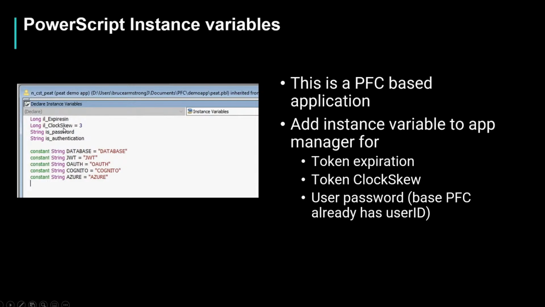The other thing here is what's called a clock skew. What this does is it accounts for the fact that the time on the server that's generating the tokens and the time on your client that's trying to use the tokens may not have the exact same time. And so what the clock skew does is says, this is how many seconds before the token expires that I'm actually going to send my refresh token request. This is a PFC-based app, and so the user ID is actually already stored in an instance variable, but I want to save off the password as well, because we're going to need to use that when we do the refresh of the token.